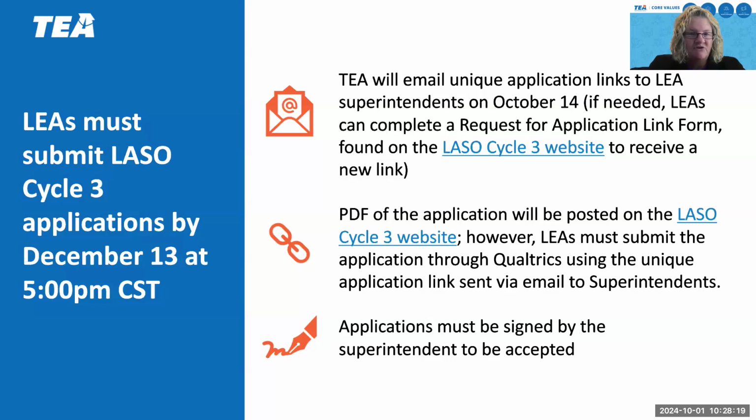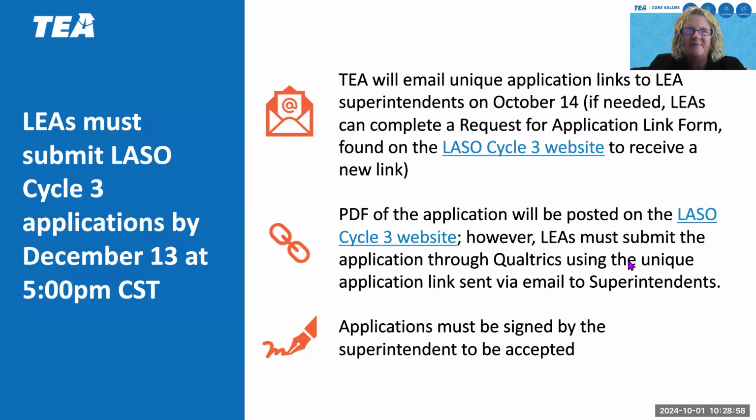If for some reason you don't receive that link, sometimes it goes to spam, sometimes there is a last minute superintendent change, you can request an application link that will be posted on the LASO 3 website on October 14th. This link is also to request a new link to revise your application. When you do get that link, and it will be emailed to you, it is not to revise your current application. You will have to submit a new one. And again, only the last submitted, signed by superintendent application will be considered as your final award.